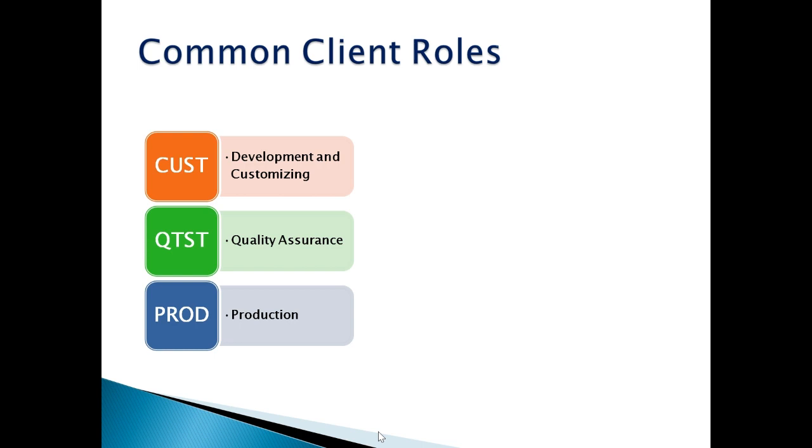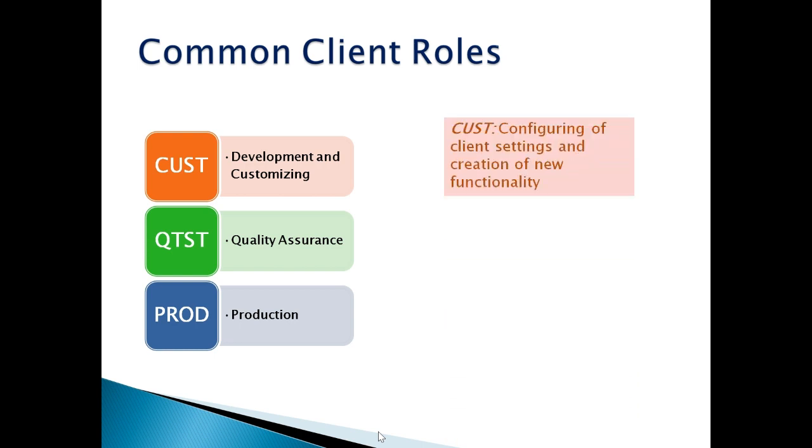Okay. So the custom client is the client where configuration of all client settings is done, and new functionality creations are also done in the custom client. So this is the client where we do all configuration settings within a tier and move the tiers to the further clients. Okay. And all the development, all the settings will be done in the customizing client. Okay. Next is the quality client.